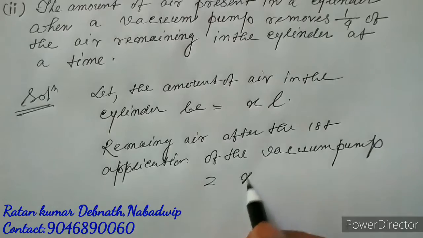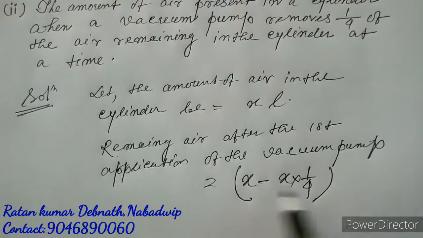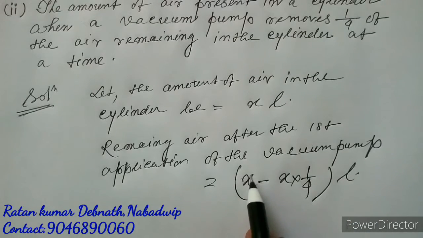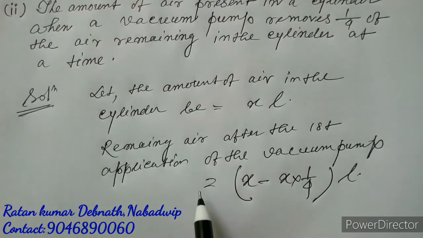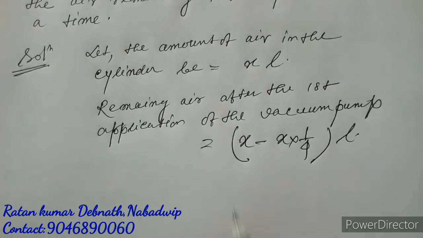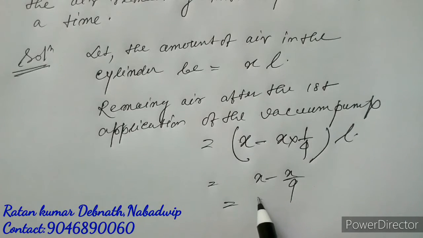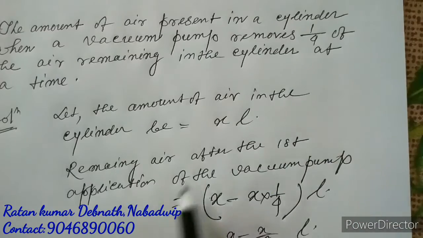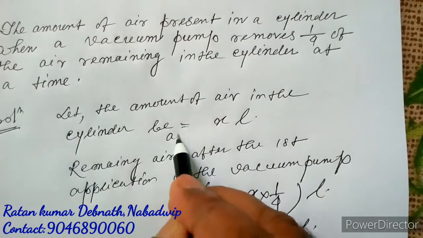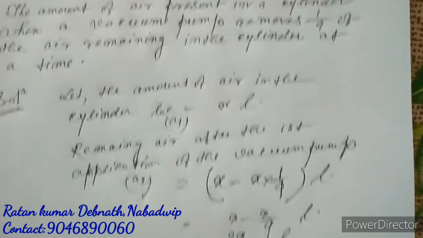X minus X into 1/4, because X liter air is present there and the vacuum pump removes 1/4 of X, so the remaining air is X minus X into 1/4, 3x by 4 liter. We can say this is our first term and this is our second term, A2.